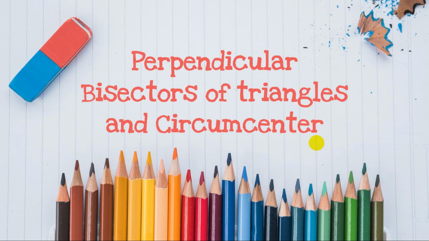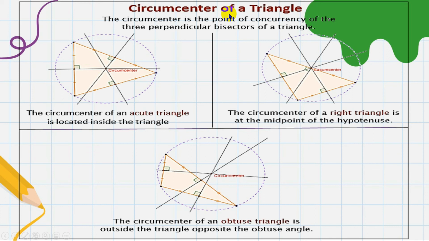Okay? So, next, ano naman po ang itsura ng perpendicular bisectors of triangles and its circumcenter? So, the circumcenter of a triangle is the point of concurrency of three perpendicular bisectors of a triangle. So, kagaya nung iba, may point of intersection nga po. Now, kapag acute triangle yung meron tayo, ang circumcenter ay matatagpuan inside the triangle. Tandaan, inside the triangle. For the right triangle, ang circumcenter naman ay nasa hypotenuse. Again, circumcenter ng right triangle ay nasa hypotenuse.